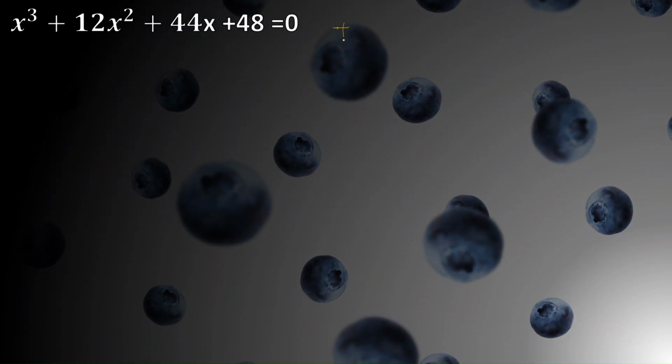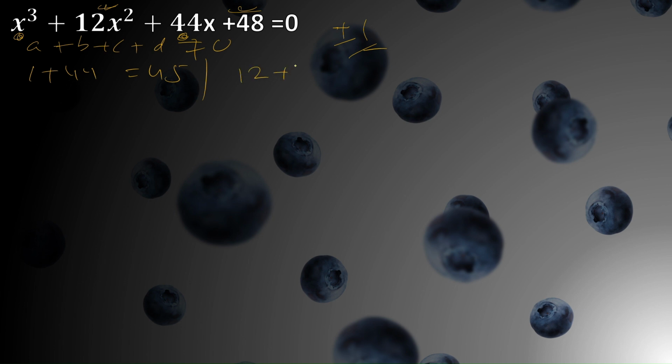So our first task is to check whether plus 1 or minus 1 is one of the roots or not. So plus 1 is not possible because the sum of all the coefficients is not going to make it 0, because all are positive numbers. So we can try for minus 1. For minus 1 what is the condition? Sum of alternate pairs should be same. So 1 plus 44 is equal to 45, and next 12 plus 48 is greater than 45. It means these are not equal. So plus 1 or minus 1 are not the roots.